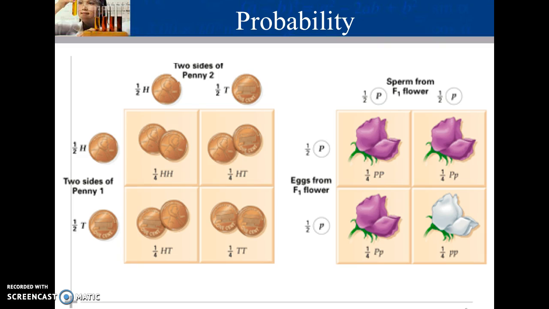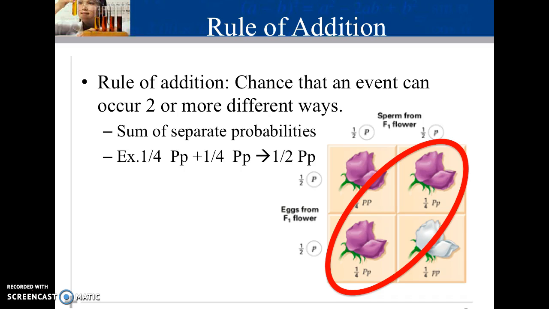When we talk about probability, it is simple math when we're talking about what's the percent chance that we end up with a certain trait. Punnett squares make it really easy because each square represents 25%. If, for example, in the penny one, having a heads-tails combination is 50% because it takes up 2 out of the 4 squares. This is the rule of addition. I can just add up my separate probabilities, and it results in what the probability will be for my Punnett square.